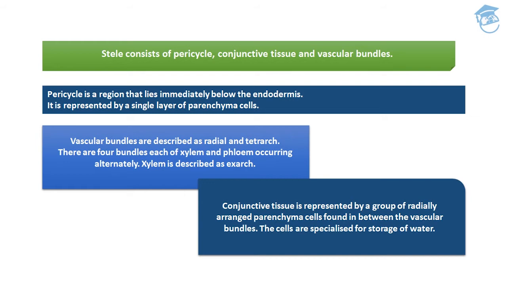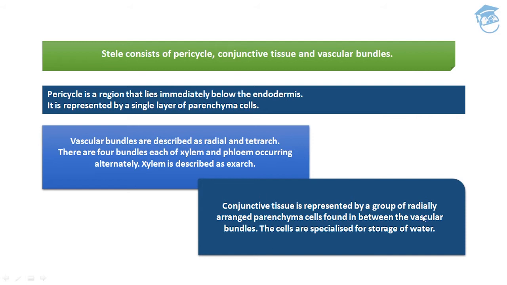There are 4 bundles each of xylem and phloem that occur alternately, and they are described as exarch in position. I have already taught you endarch and exarch position of xylem in my previous section of the presentation, so for better understanding you can refer to it. Now let's talk about the conjunctive tissue, which is present in dicot stem.